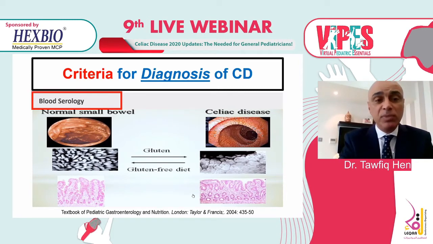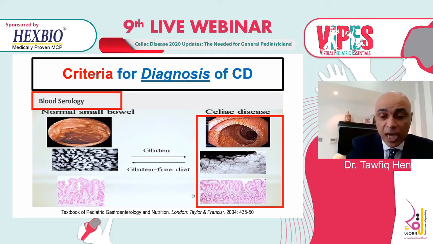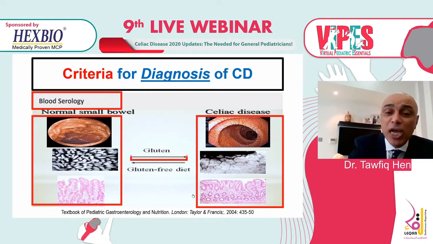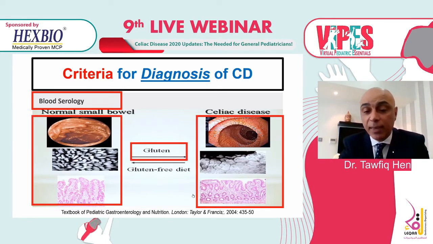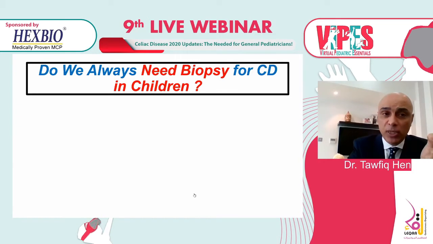So now we come to our diagnosis. We have the symptoms, we have the blood serology, we go for biopsy. This is the gold standard. We go for biopsy and we find the villus atrophy. However, we have to understand that the child or the patient should be on a gluten diet for a long time. If they are not on gluten, the biopsy or the serology will not give us any information. However, the question is, do we always need biopsy for celiac disease in children?